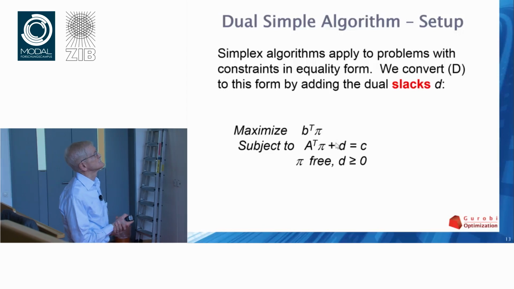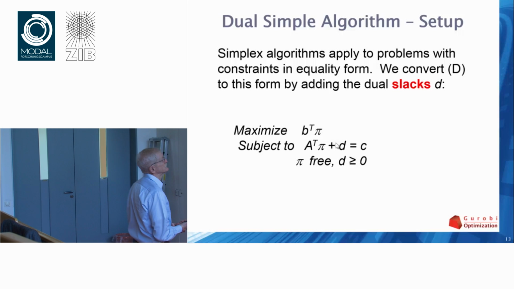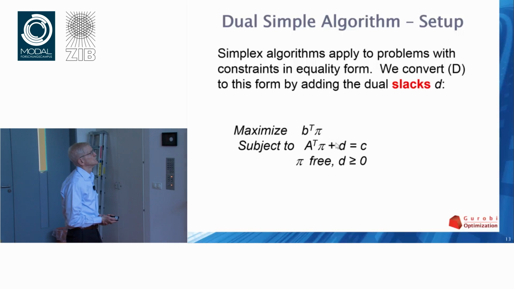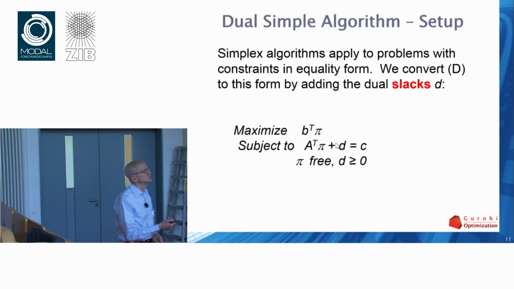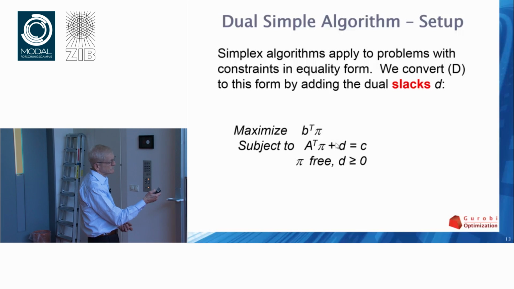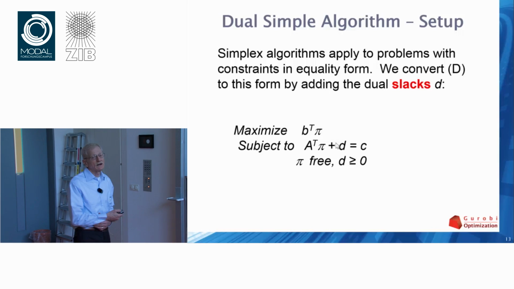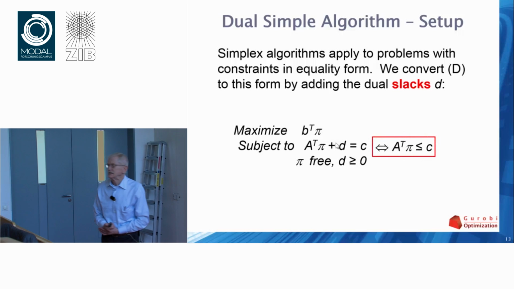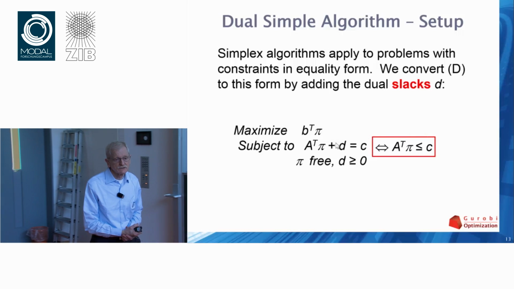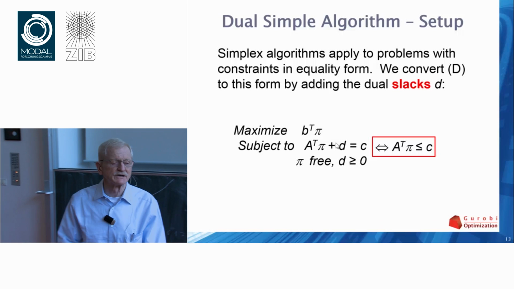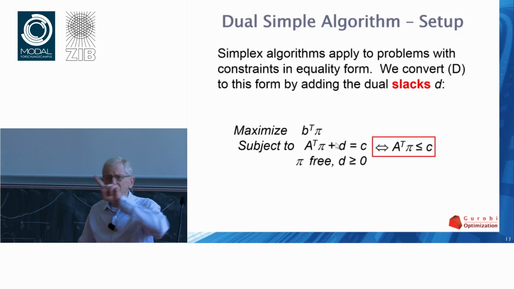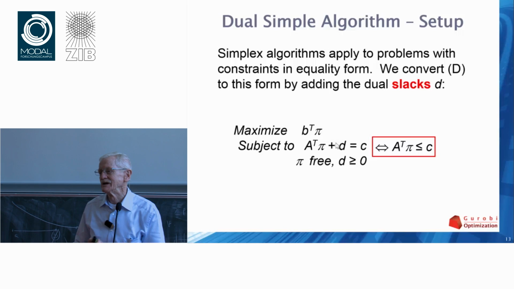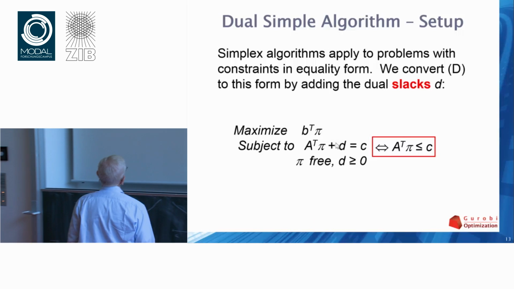Okay. Simplex algorithms apply to problems with constraints in equality form. So if we want to solve the dual, the very first thing we have to do is convert what were a bunch of inequalities into equalities by adding the so-called dual slacks. I'm labeling those as D here. That's supposed to be suggestive notation because they do in fact correspond to these reduced costs in the primal way of thinking of the model.